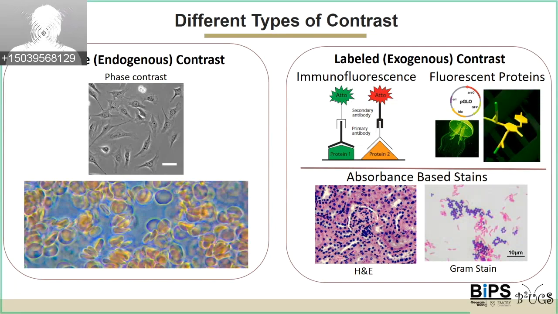Another option is to use fluorescent proteins. For this type of labeling, the genetic sequence for the protein is inserted into the target so that it will be expressed. Fluorescent proteins are most commonly used for live cell or in vivo imaging. The famous example here is GFP, or green fluorescent protein, which was derived from the jellyfish.